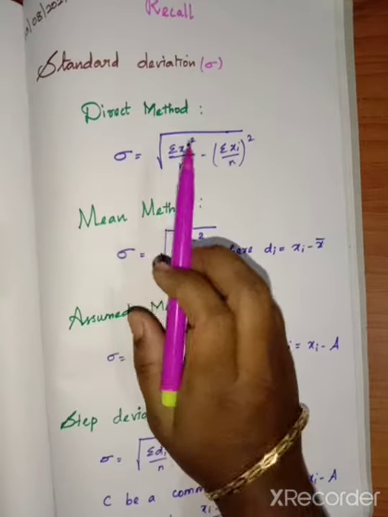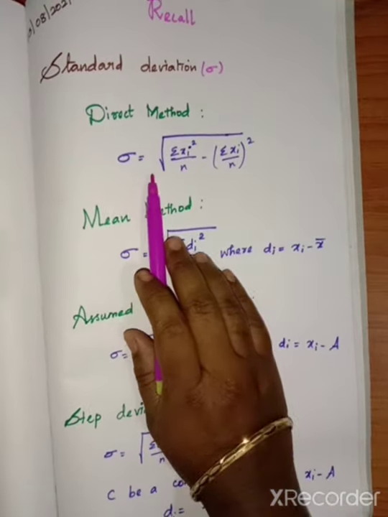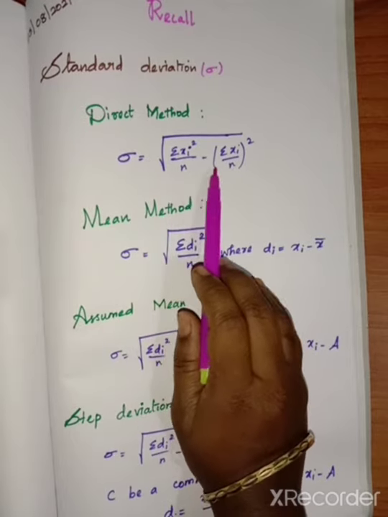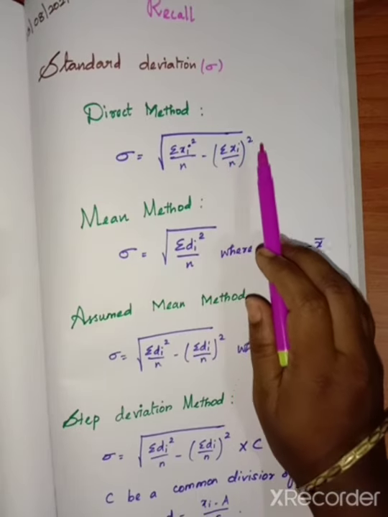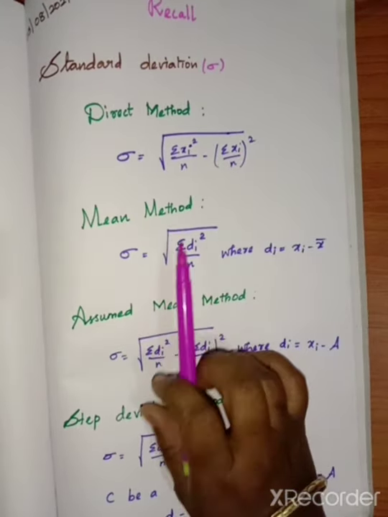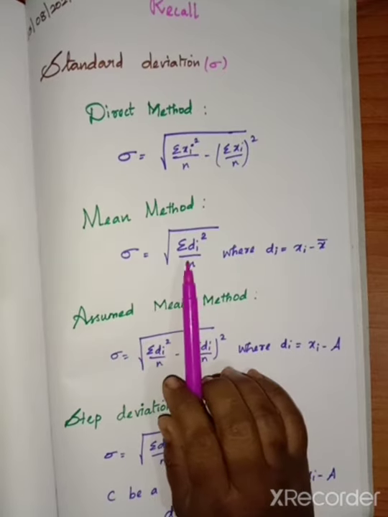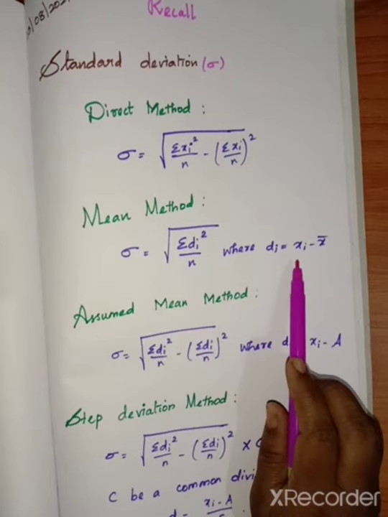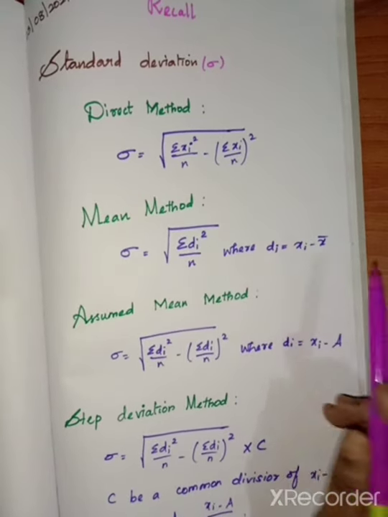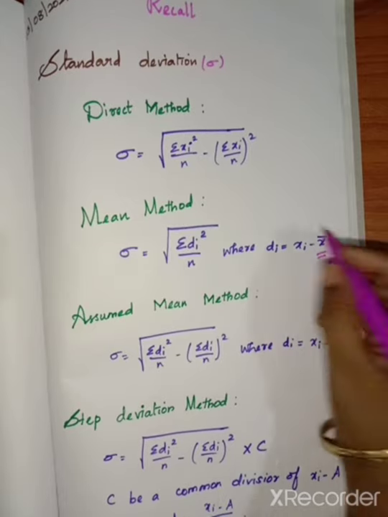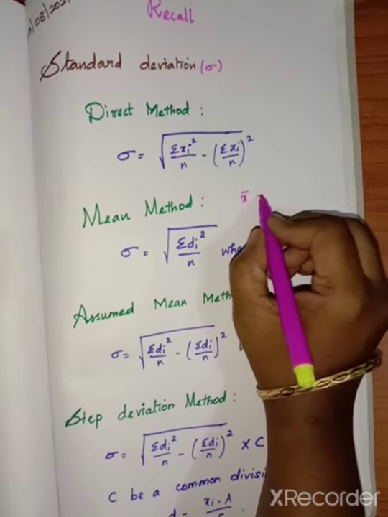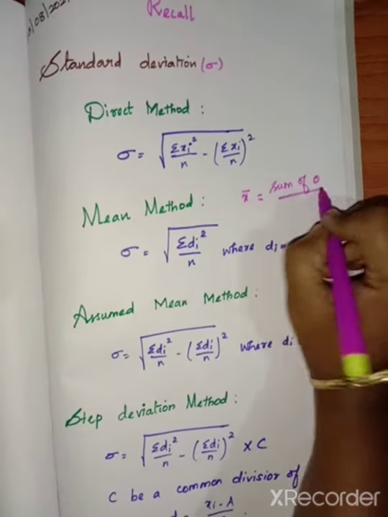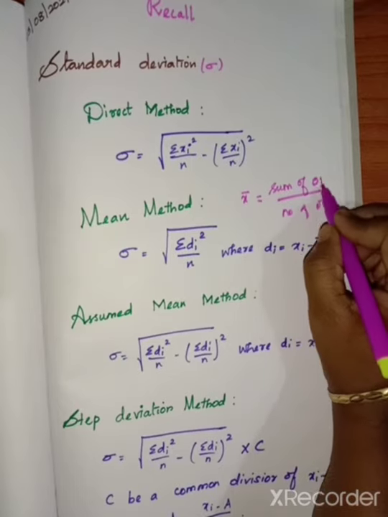For the direct method, this is the formula: sigma equal to root of summation xi squared by n minus summation xi by n the whole squared. For the mean method, sigma equal to root of summation di squared by n. Here di is equal to xi minus x bar, where x bar is the mean value. We want to find the mean first of all. So x bar equal to sum of observations divided by number of observations.